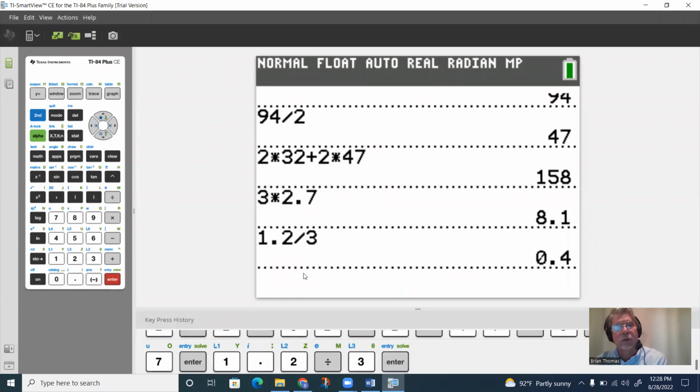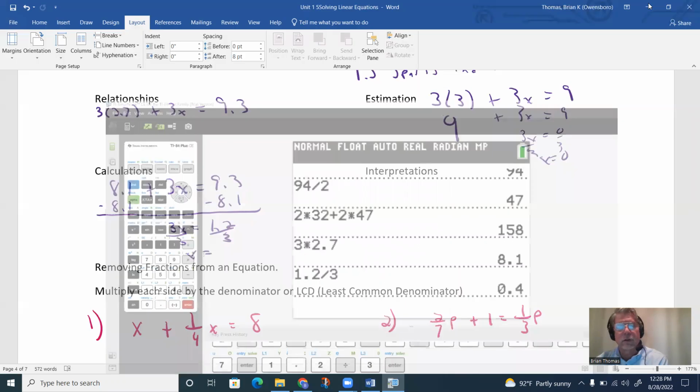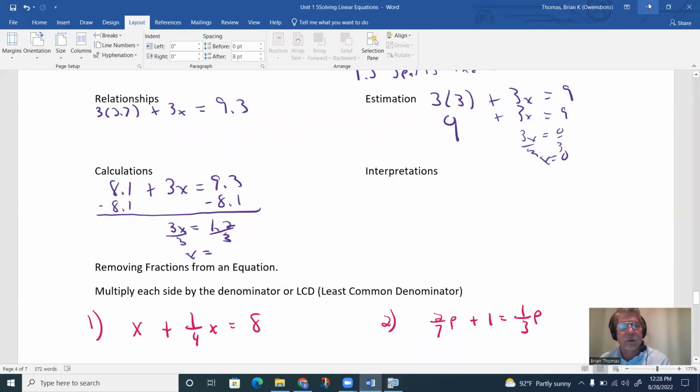That's going to give me 0.4. So 0.4. So our interpretation is each box is going to weigh 0.4 kilograms. So that's going to be the weight of the carton.